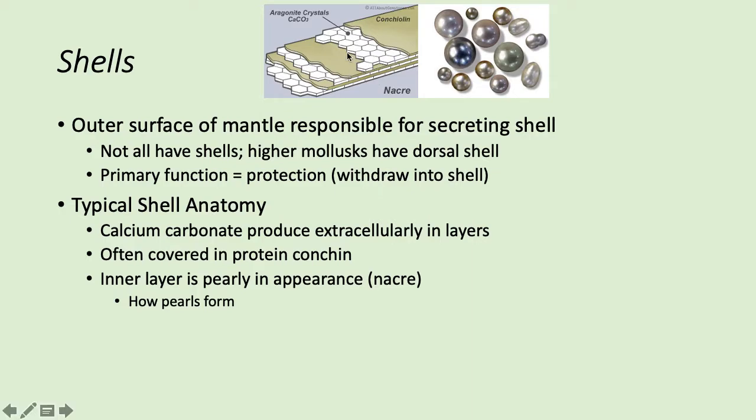But the typical shell anatomy is made of calcium carbonate secreted in layers and then covered in a protein called conchiolin. You can see that they alternate here: calcium carbonate, then that protein, conchiolin, calcium carbonate, protein, conchiolin. And then the inner side of a shell, where it looks really shiny and pretty, is called the nacre.